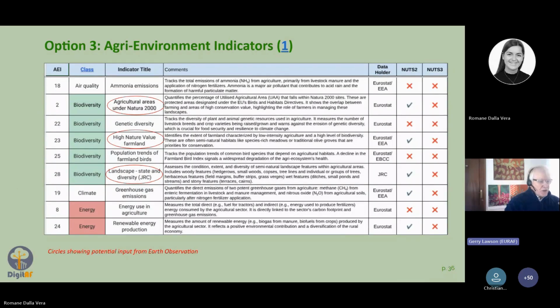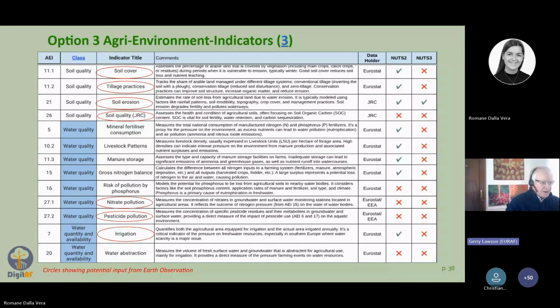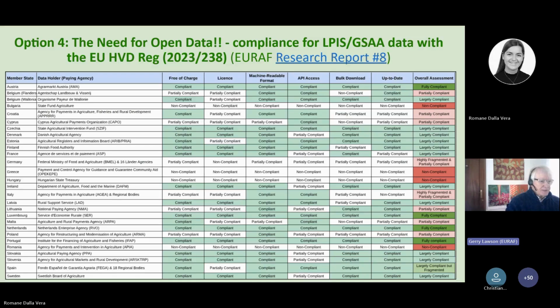Another option is to use the existing indicators that have been used for many years for agri-environmental quality within the CAP. Biodiversity is measured by these indicators, but unfortunately not at a geographical level, not at high enough resolution for them to be useful for carbon farming. Next slide. Just more examples of what these indicators already existing within the CAP are, and that's fine. One more, good.